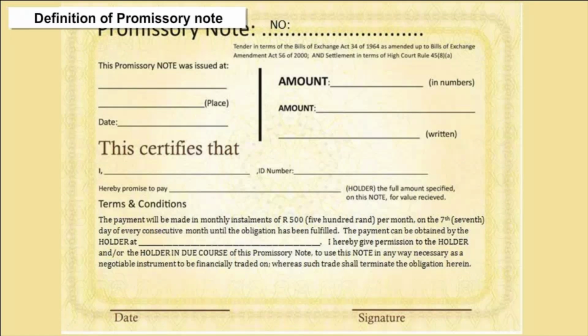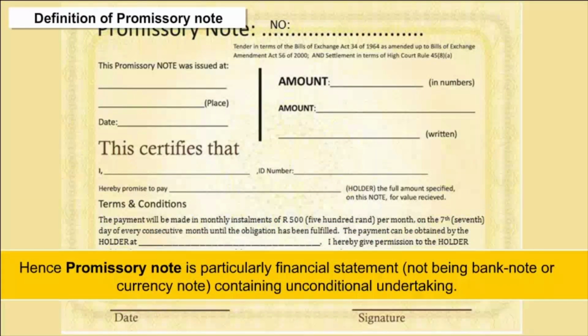Promissory note. Definition of promissory note. A promissory note is a legal instrument in writing in which one party, that is the maker or issuer, promises to pay a certain amount of money to the other party, that is the payee, on a specified date under specific conditions. Hence, a promissory note is particularly a financial statement, not being a bank note or currency.